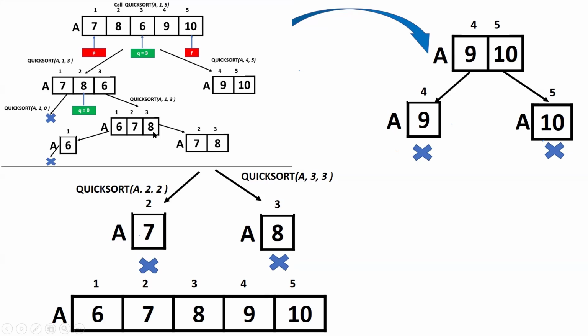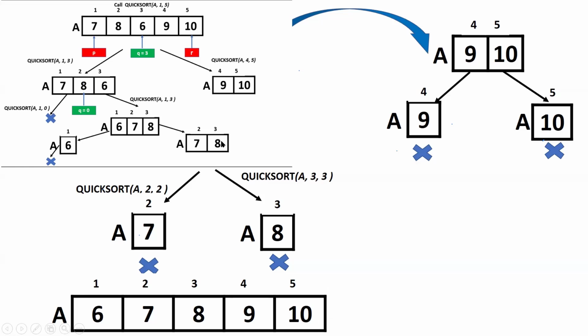Then what will happen? For the first time there was no partition, but in the second time there was a partition, 6 and 7, 8. 7, 8 is again partitioned into 7 and 8. 9 and 10 again partitioned into 9 and 10. So what happened? The data is already stored in the array, so these values are overwritten, and finally the result is this.